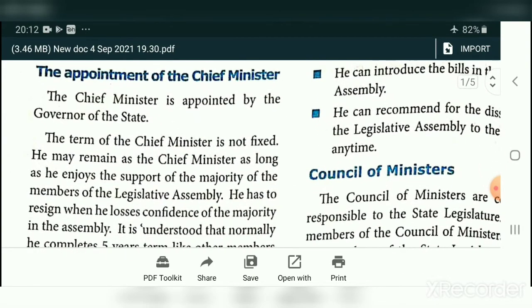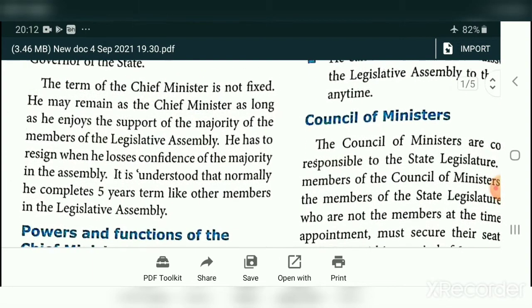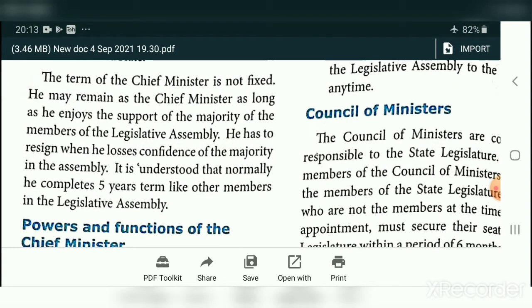Now we will see the appointment of chief minister. The chief minister is appointed by whom? Yes, the governor of the state. The term of the chief minister is not fixed. The governor cannot appoint anybody as a chief minister. There are some terms. He may remain as a chief minister as long as he enjoys the support of the majority of the members of the legislative assembly.